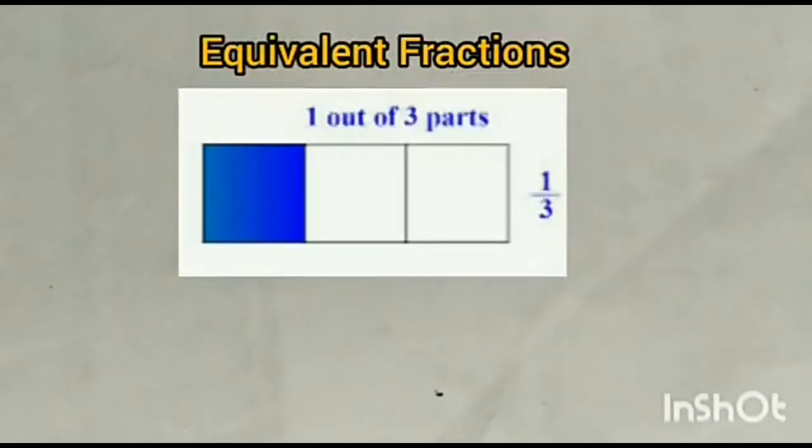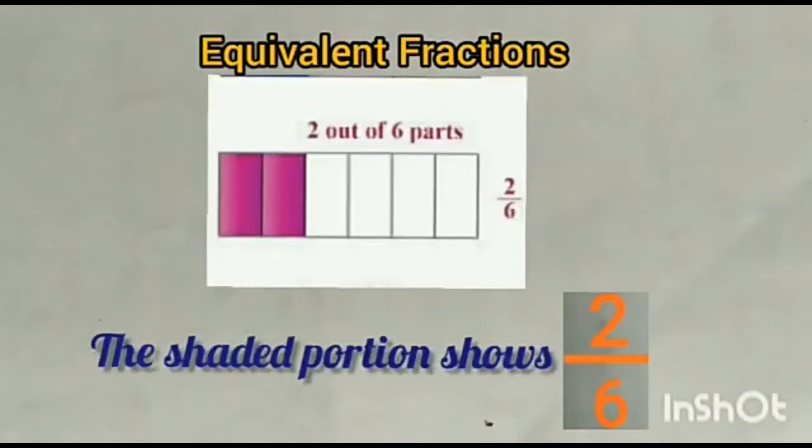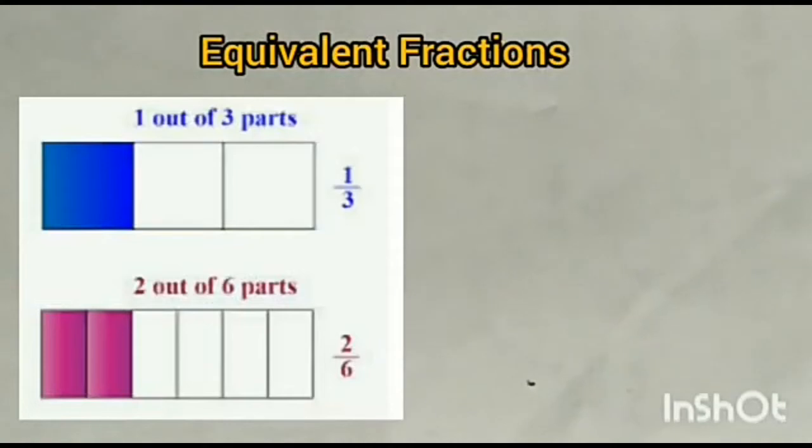Now let us see here. The shaded portion shows 1/3. Out of three parts, only one part is shaded. In the second picture, how many parts are there in total? There are 6 parts. Out of the 6 parts, how many are shaded? Only 2 parts are shaded. The shaded portion shows the fraction 2/6. In the first picture, one of 3 parts is shaded, whereas in the second picture, 2 of 6 parts are shaded.